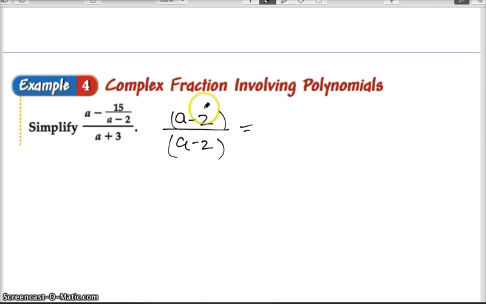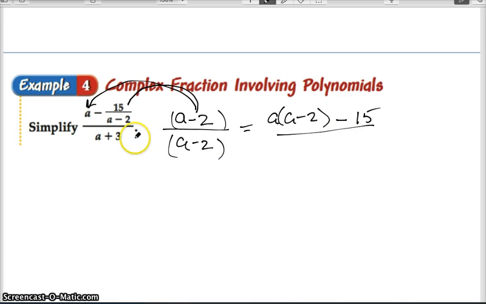So a minus 2 times a is going to be a times a minus 2. A minus 2 times 15 over a minus 2 is going to be a minus 15. Why? Because the a minus 2's canceled here when I multiplied it by the 15 over a minus 2. So this is starting to look a little bit normal. I don't have the complex fraction situation.